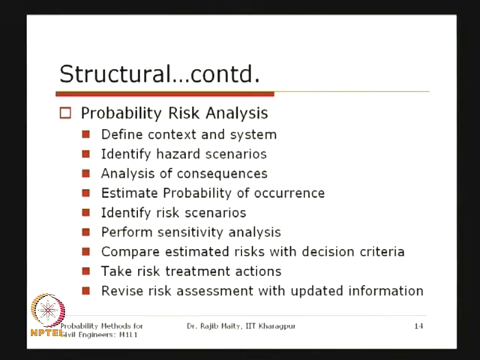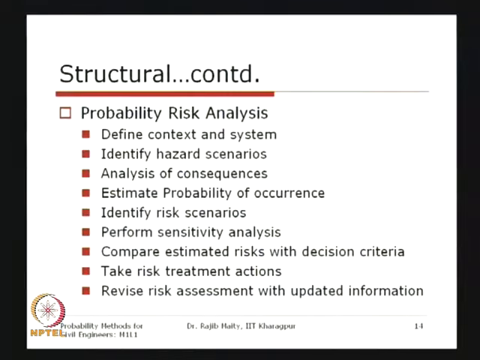Based on this, we can identify the risk scenarios. Then we can perform sensitivity analysis to understand which parameter is most sensitive compared to the others. Then we can compare the estimated risk with the decision criteria, take the risk treatment action, and revise the risk assessment with the updated information. If some information is available from the field, we can update it using Bayesian probability or Bayesian updating theory, and then go for a revised risk assessment.